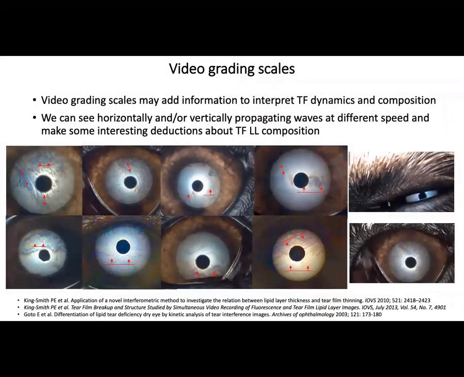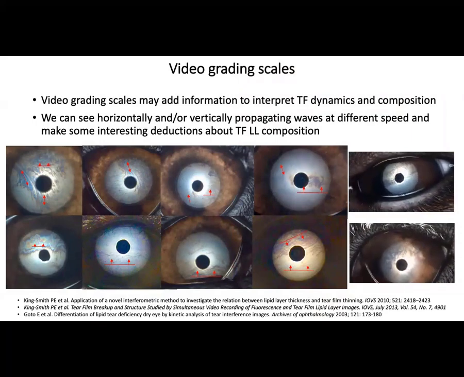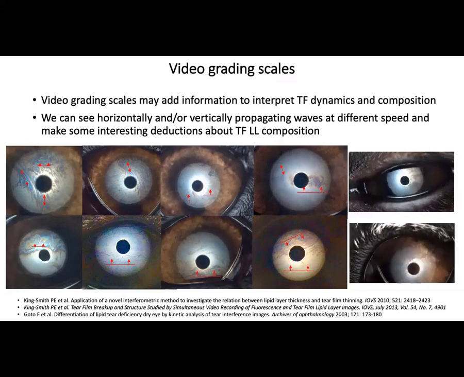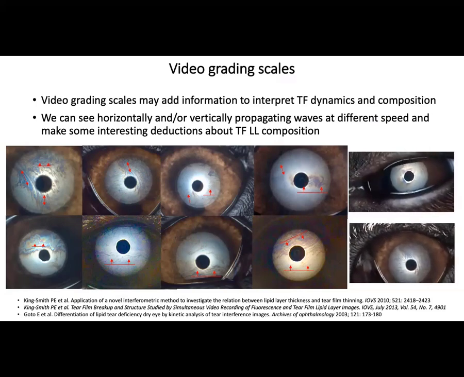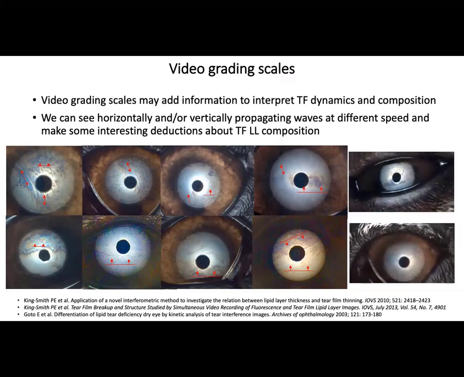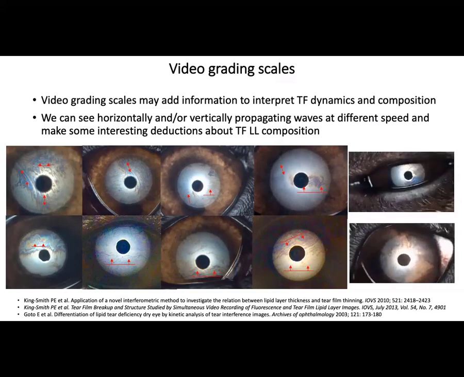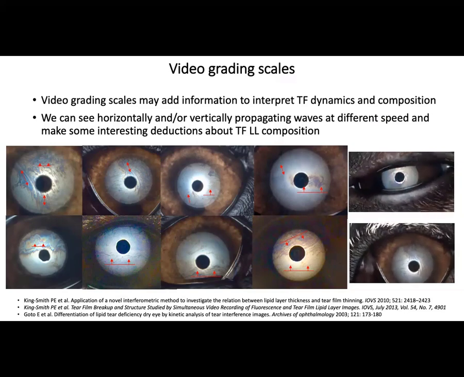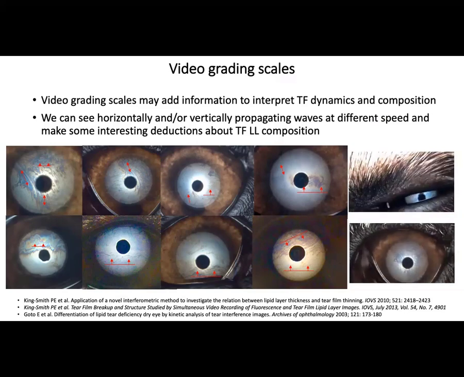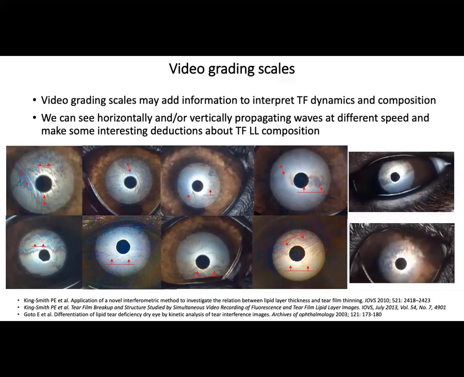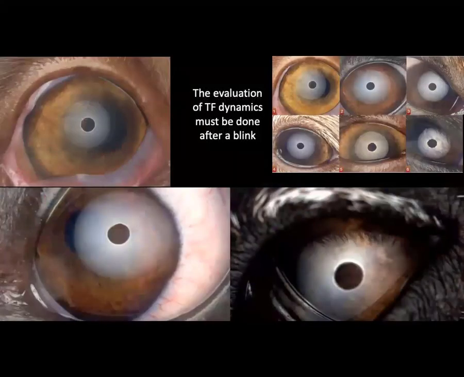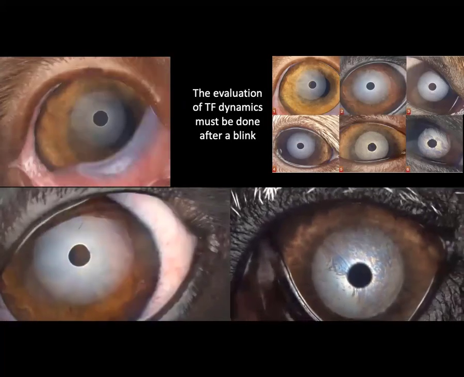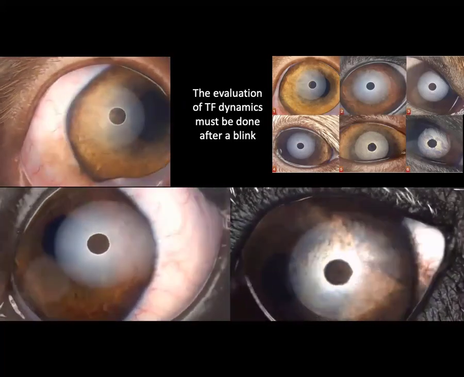In eyes with a lipid layer with a normal concentration of polar lipids, lipid spread on blinking is rapid and moves horizontally. In eyes with an altered lipid layer, the lid opening pulls up the aqueous phase first, followed by lipid spread in a vertically oriented pattern. And the evaluation of tear film dynamics must be done after a blink.